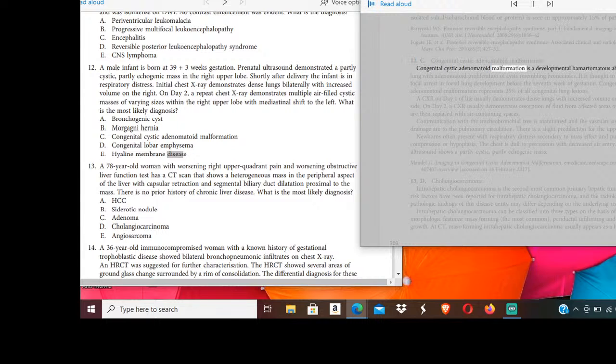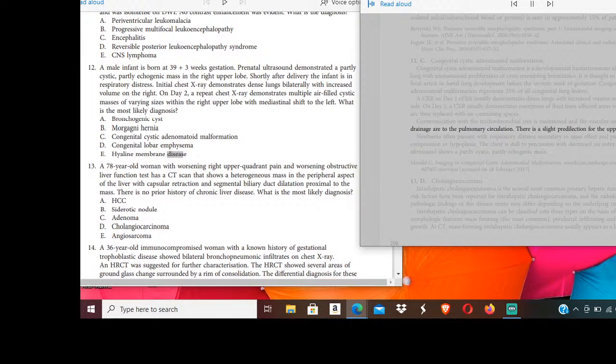Congenital cystic adenomatoid malformation is a developmental hamartomatous abnormality of lung with adenomatoid proliferation of cysts resembling bronchioles. It is thought to be caused by focal arrest in fetal lung development before the 7th week of gestation. It represents 25% of all congenital lung lesions. A CXR on day 1 of life usually demonstrates dense lungs with increased volume on the affected side. On day 2, a CXR usually demonstrates resorption of fluid from affected areas of lung, which are then replaced with air-containing spaces. Communication with the tracheobronchial tree is maintained and the vascular supply and drainage are to the pulmonary circulation.